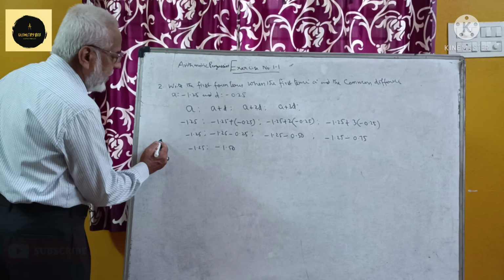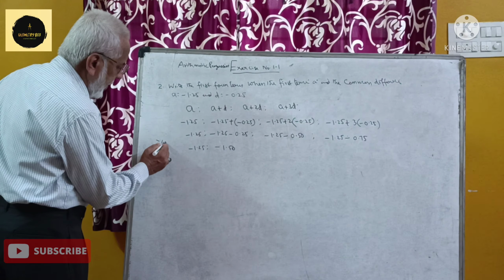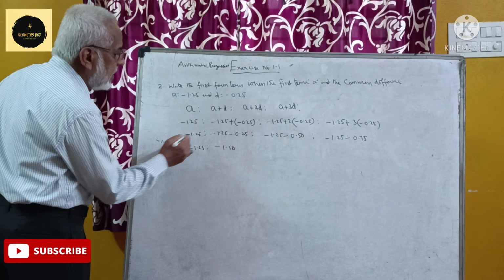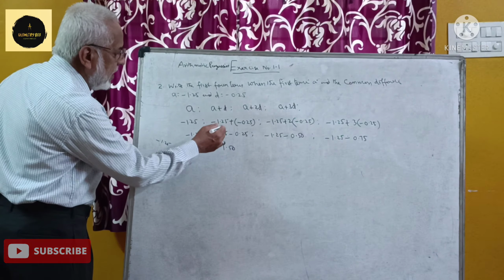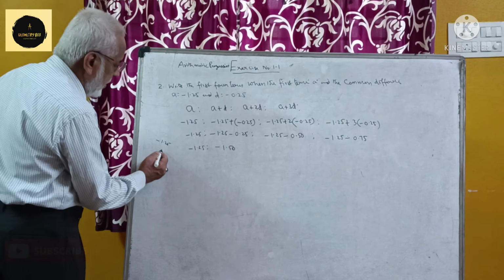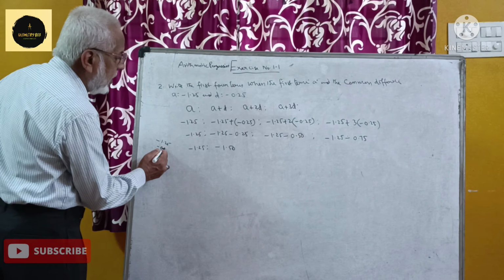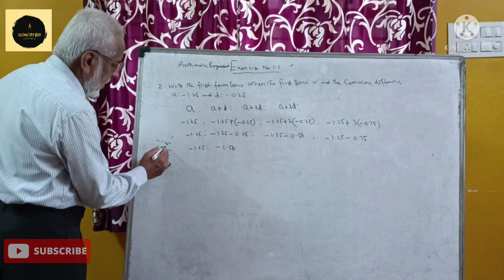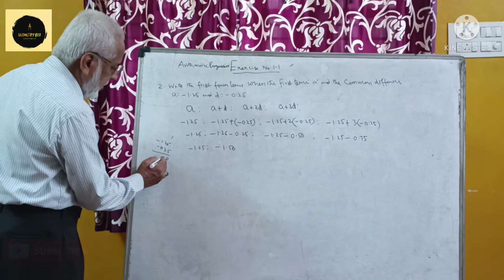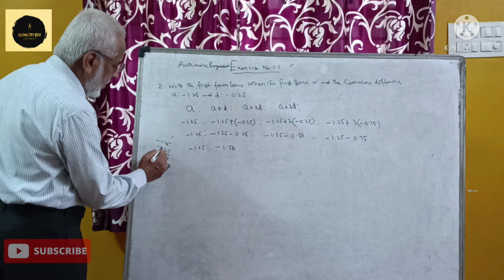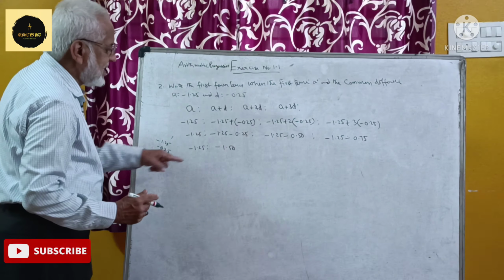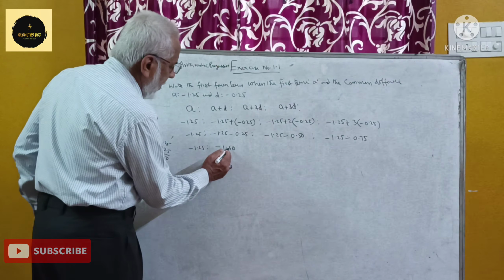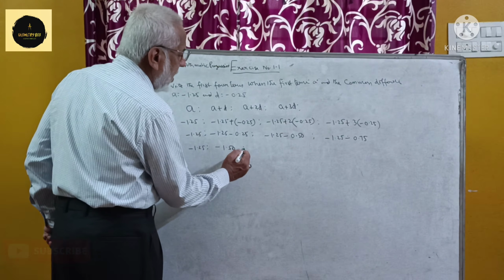How did we get 1.50? You take one number, for example the first term, minus 1.25, and the other number, minus 0.25. Now 5 plus 5 is 10, carry 1. 2 plus 2 is 4, 4 plus 1 is 5. Then 1 plus 0 is 1. So the second term is minus 1.50.